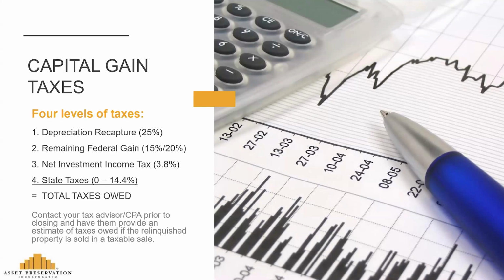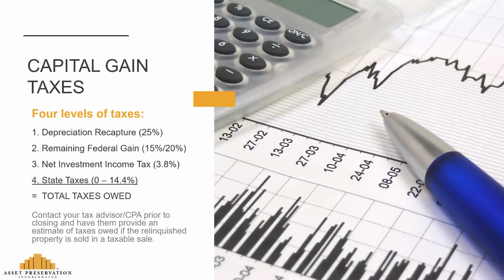If you own a single family home, you typically depreciate it straight line over 27 and a half years. If you sold it in a taxable sale, all of that depreciation that you took advantage of each and every year on your tax return, you'd have to pay it back with that depreciation recapture at a 25% tax rate. So that's higher than the capital gain rate. The remaining federal gain is taxed at either 15 or 20%, depending upon your tax bracket.